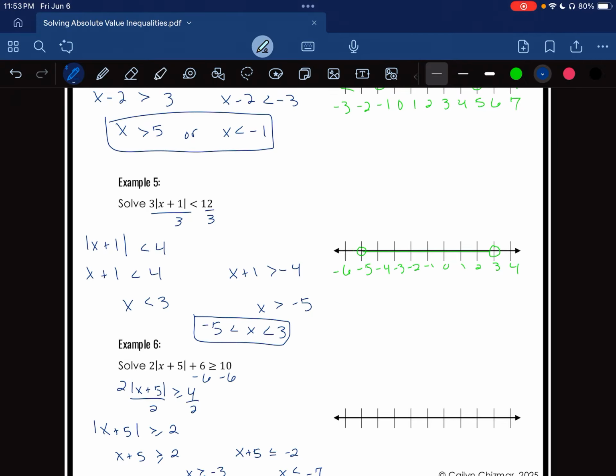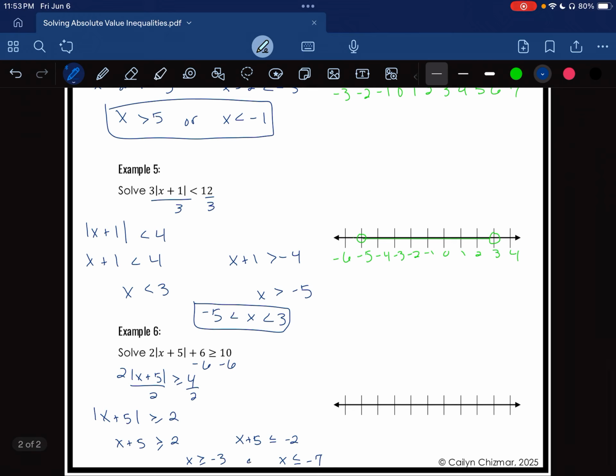All right. This one I'm going to write 4. And let's label this -9, -8. All right, so we've got a closed circle at -3, closed circle at -7, pointing away from each other. All right, there you go, folks.